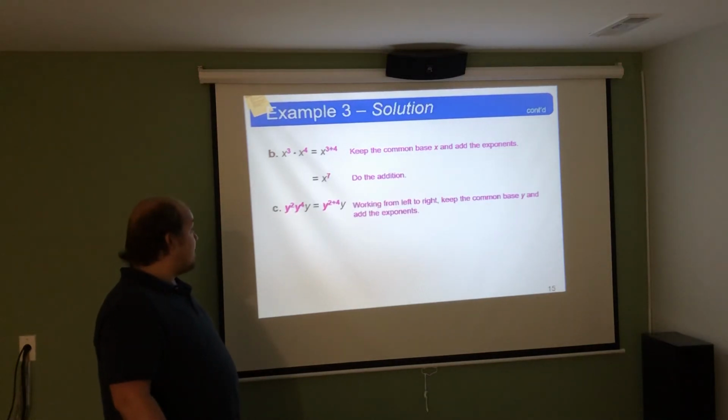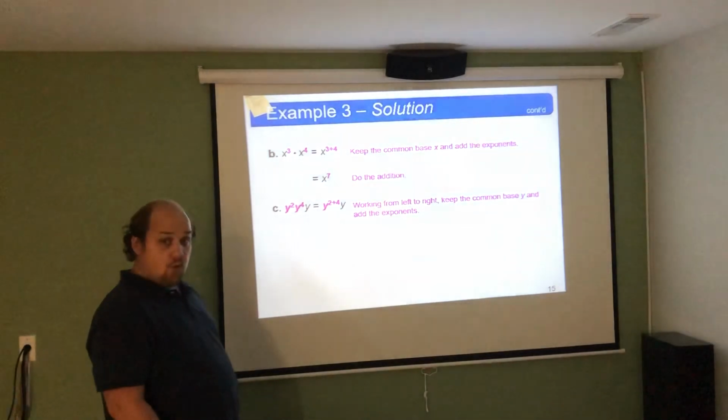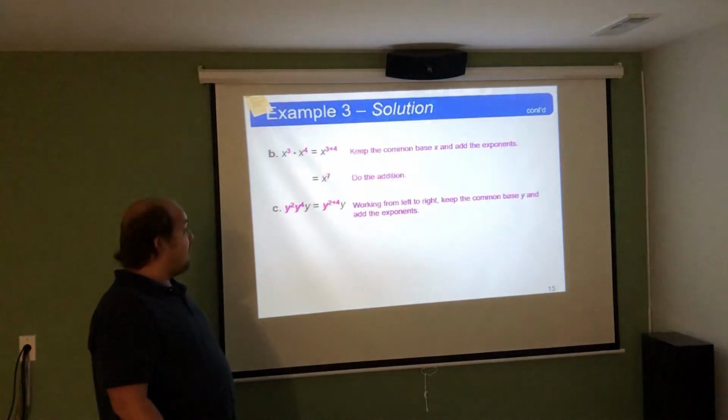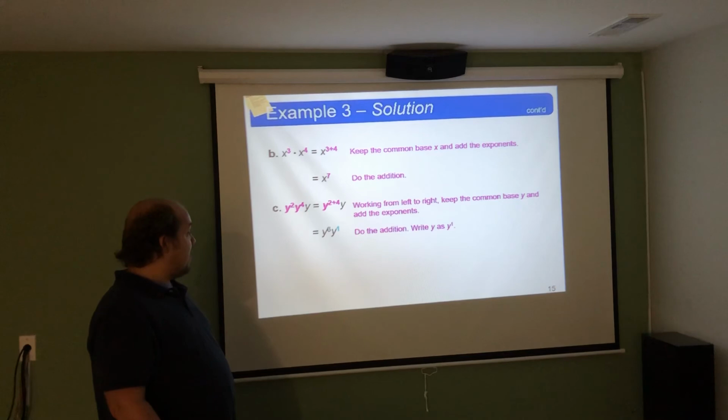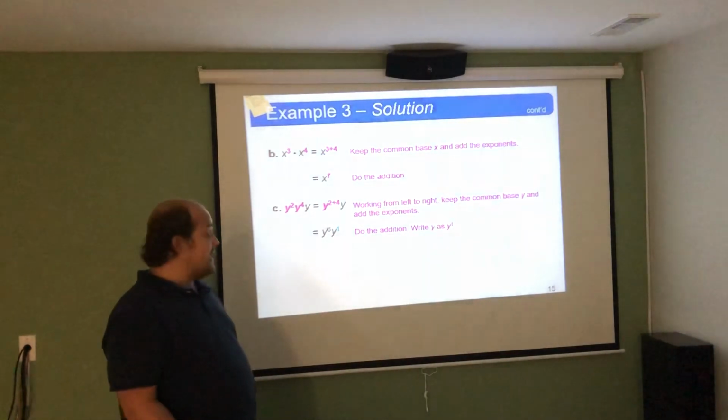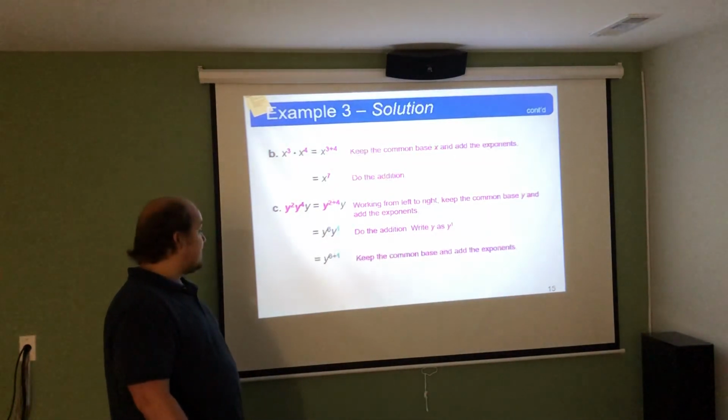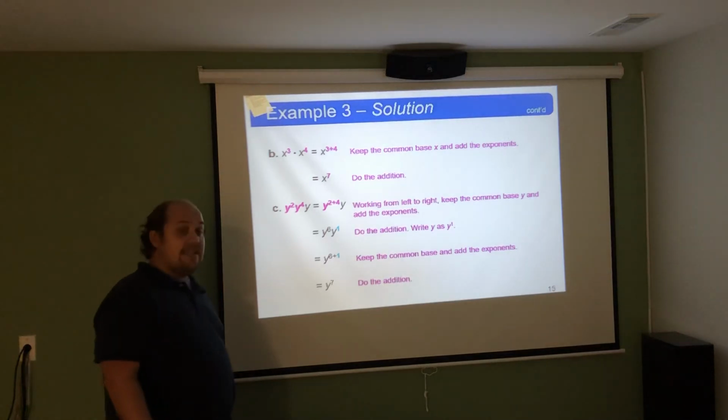When we take y squared times y to the 4th times y, we add the 2 plus 4. Then we have to remember that really that last y is an understood y to the 1st. When we now add these exponents, 6 plus 1 gets us to the final answer, y to the 7th.